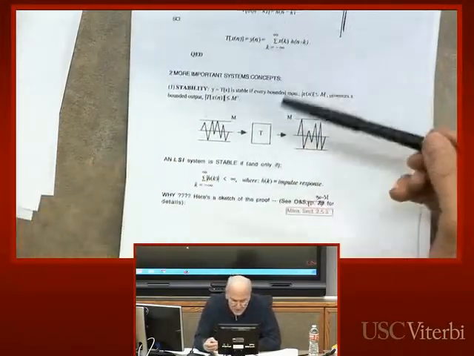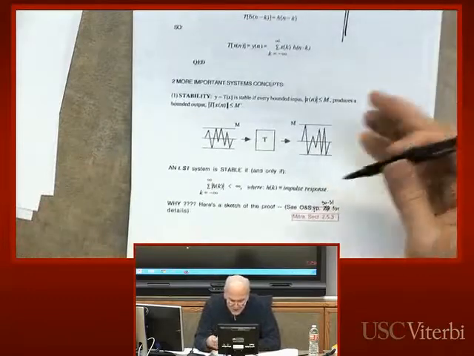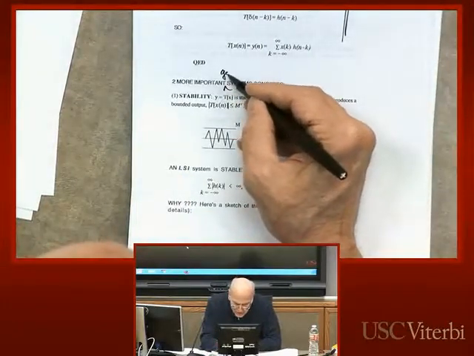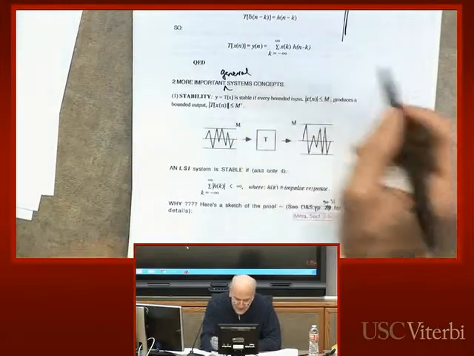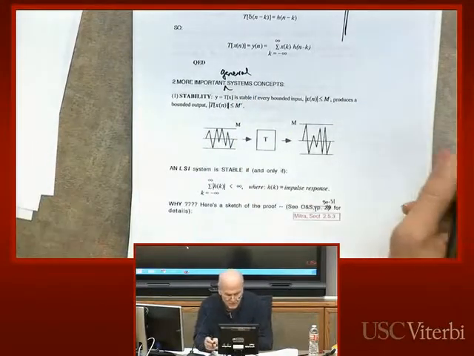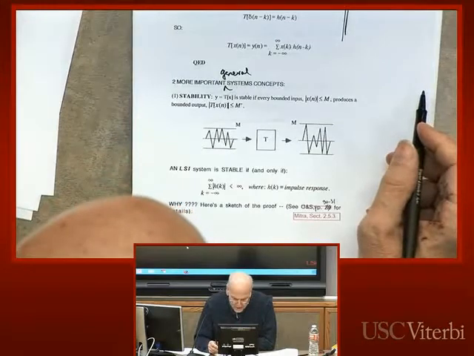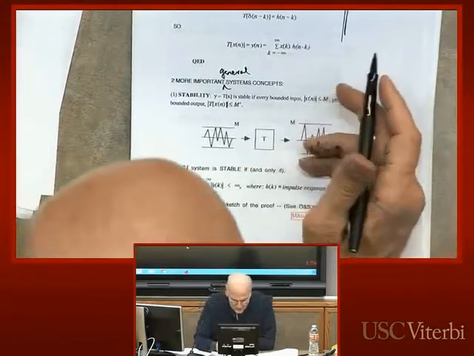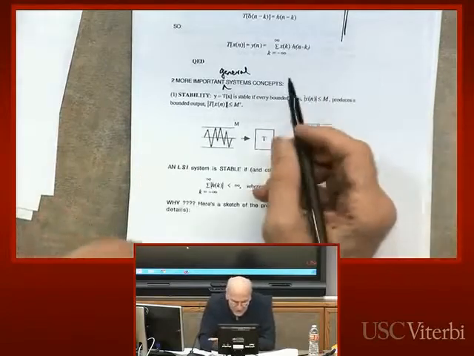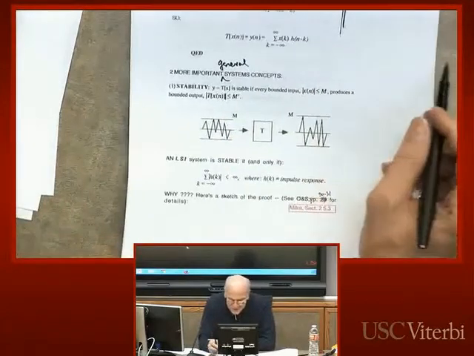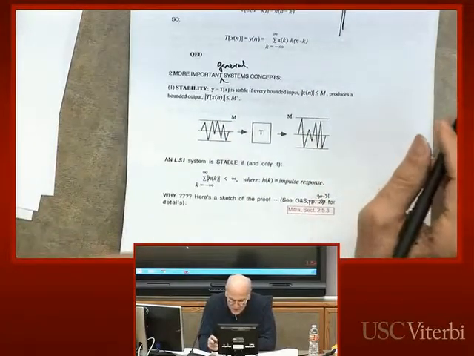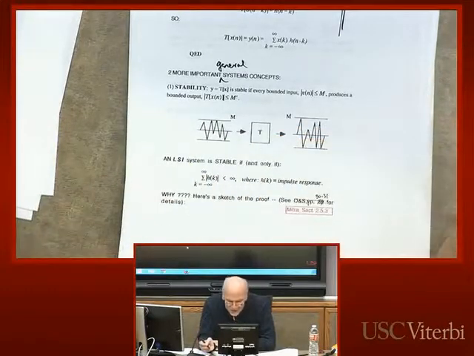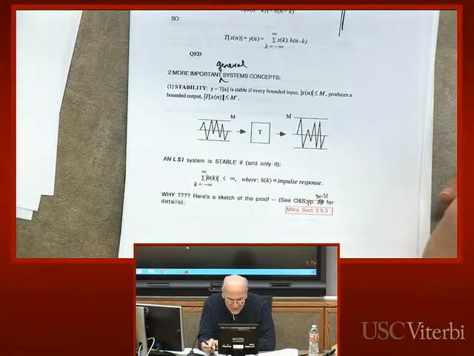Okay? But there are some other important system concepts in general. Two more important general systems concepts, in other words, not just linear shift invariant. Although for shift invariance some of these simplify a little bit, in any event, stability. What is a stable system? That's very simple. A stable system is, for any bounded input, it produces a bounded output.